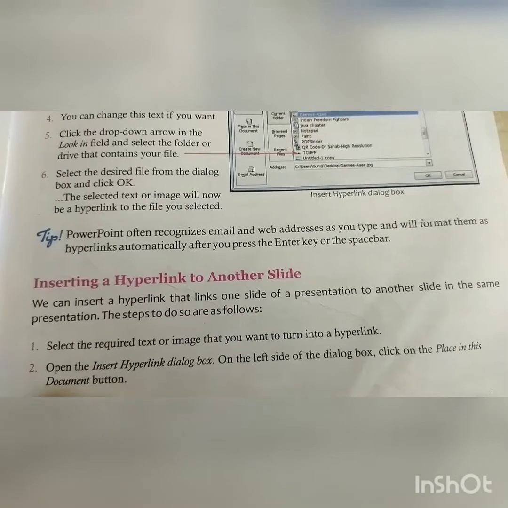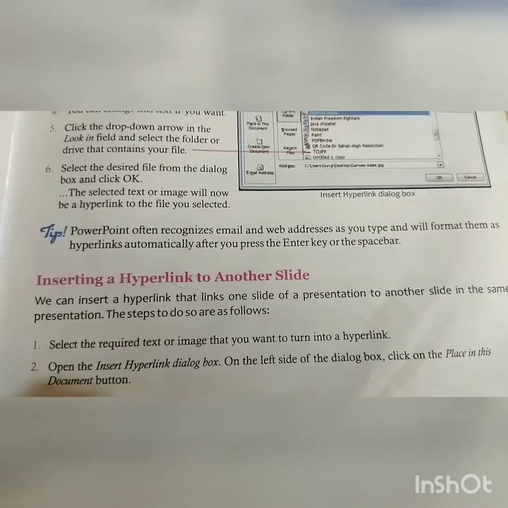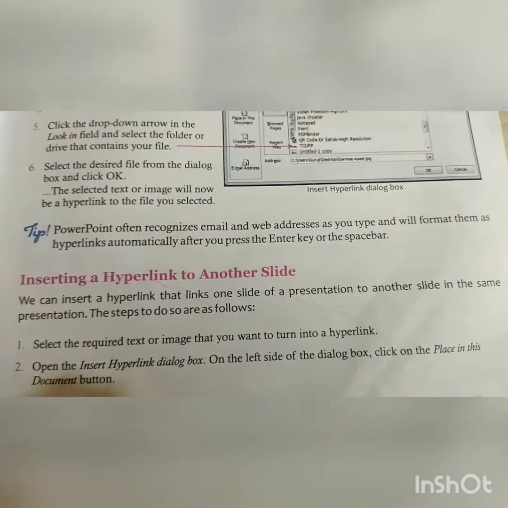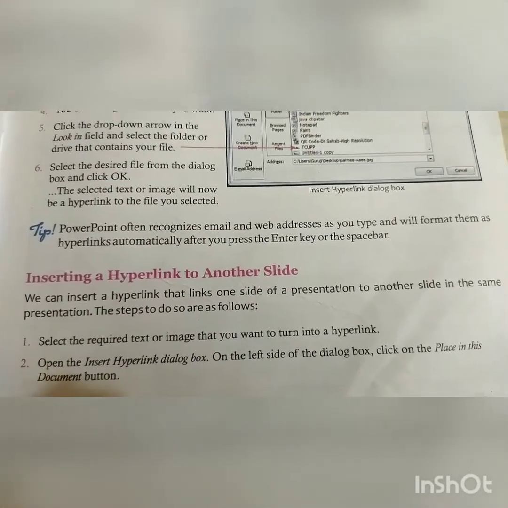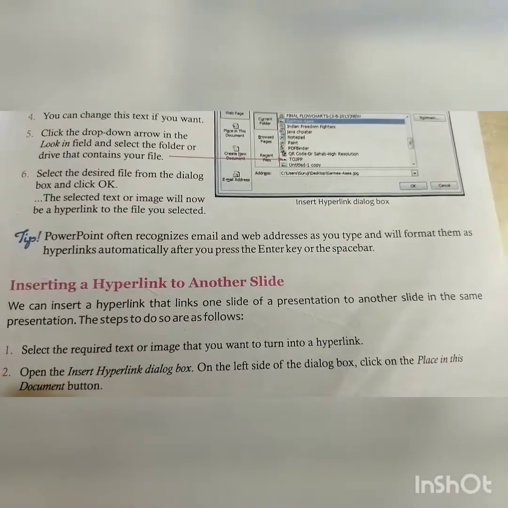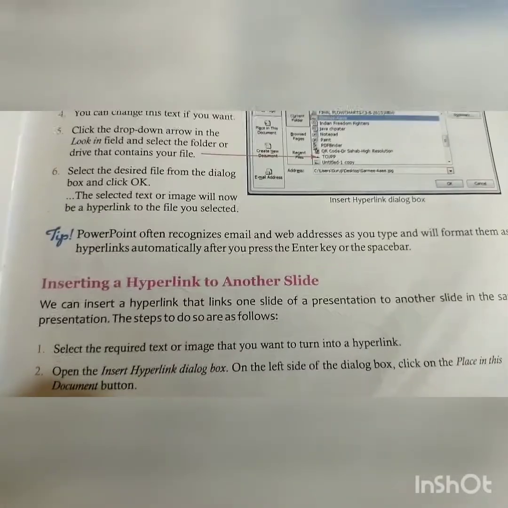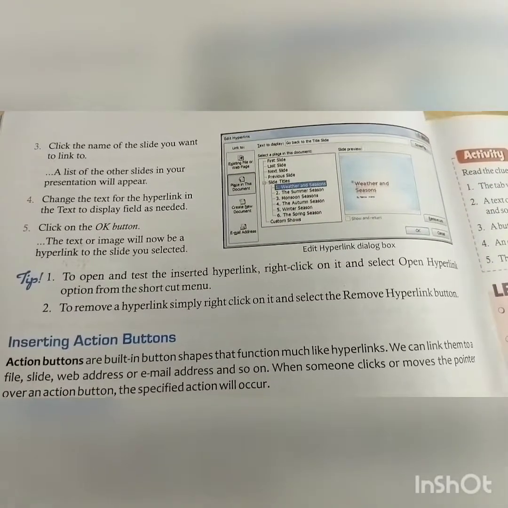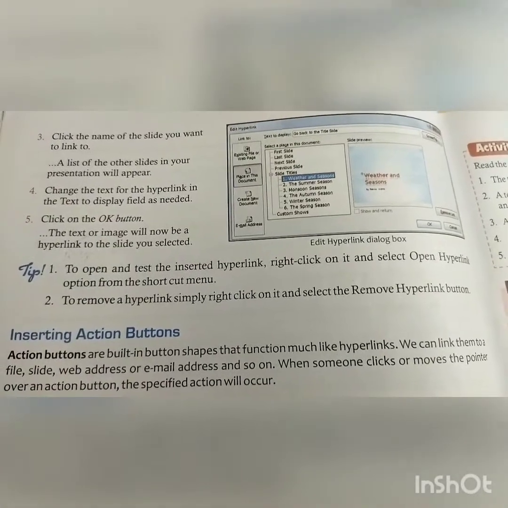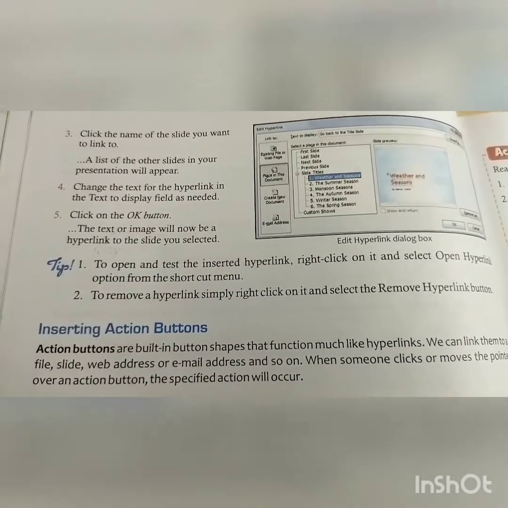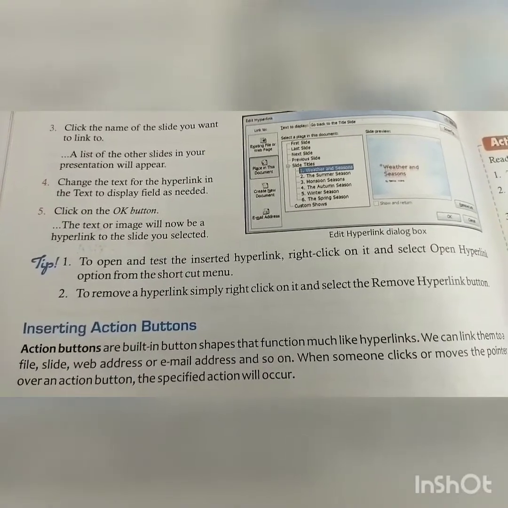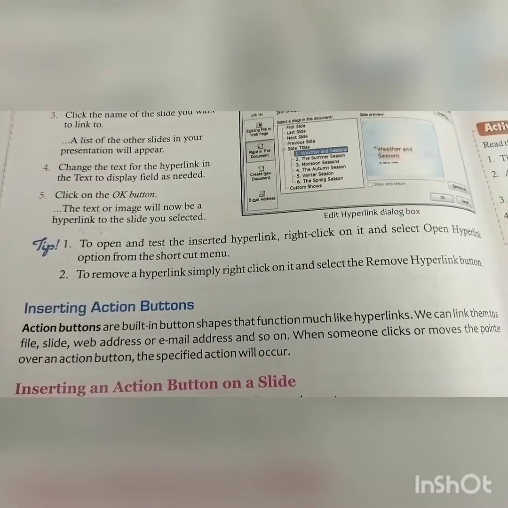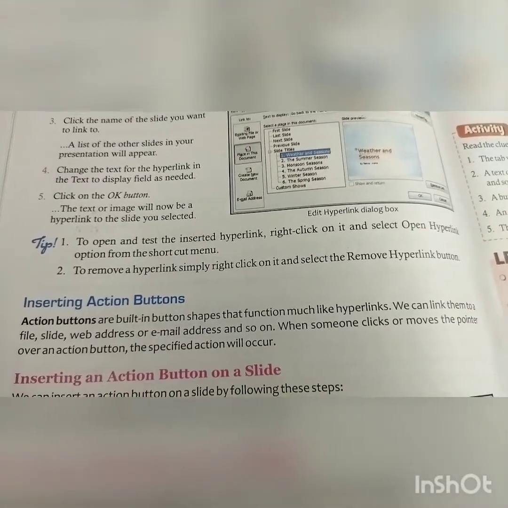First of all, select the required text or image that you want to turn into a hyperlink and then open the Insert Hyperlink dialog box. On the left side of the dialog box, click on the Place in This Document button. Then the third step, click the name of the slide you want to link to; the list of the other slides in your presentation will appear. Fourth step, change the text for the hyperlink in the Text to display field as needed. Fifth and last, click on the OK button. The text or image will now be hyperlinked to the slide you selected.